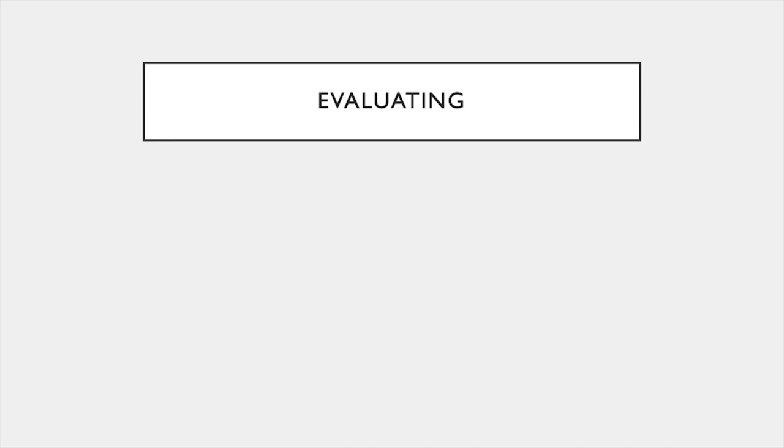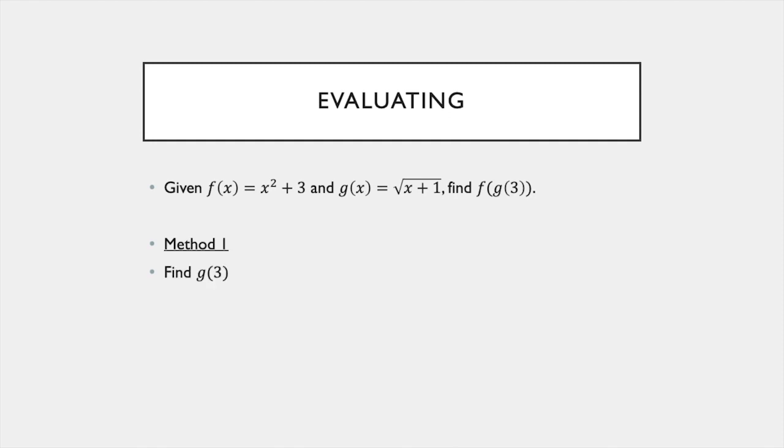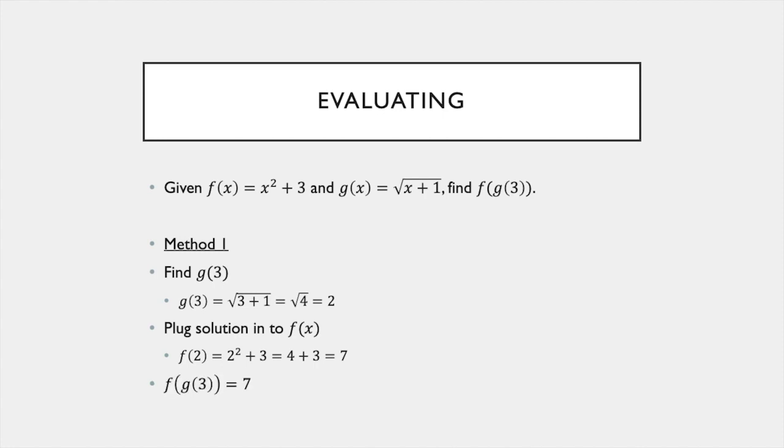When we're evaluating, let's say we're given f of x equals x squared plus 3, and g of x equals the square root of x plus 1, and we need to find f of g of 3. So for the first method, we can just plug in 3 to the inner function, g of x, and we'll get that g of 3 equals the square root of 3 plus 1, which equals the square root of 4, which equals 2. Then we'll take the output of the inner function and plug it into the outer function, f of x, to get f of 2 equals 2 squared plus 3, which equals 4 plus 3, which equals 7. So we know that f of g of 3 equals 7.